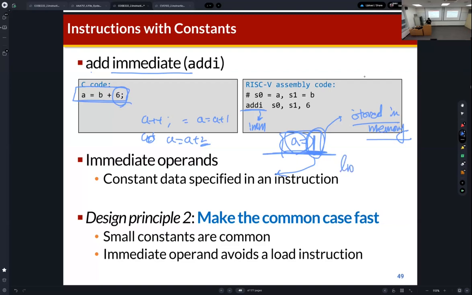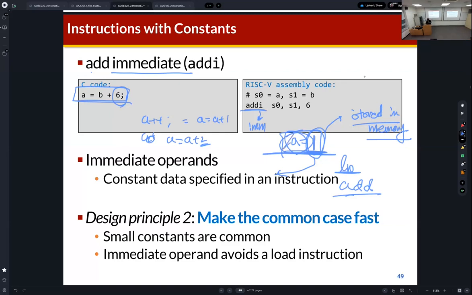It means that we need to use the load instruction. So we learned about the load instruction. We need to use another instruction to transfer data from memory to register, and then we can execute the add instruction. Just for a small constant number, it needs to be stored in the memory, read from memory, and then this data is used for execution. Finally, the problem is that instructions are wasted. Also, the computer wastes cycles to execute instructions, which is not good for the performance of our computer system.